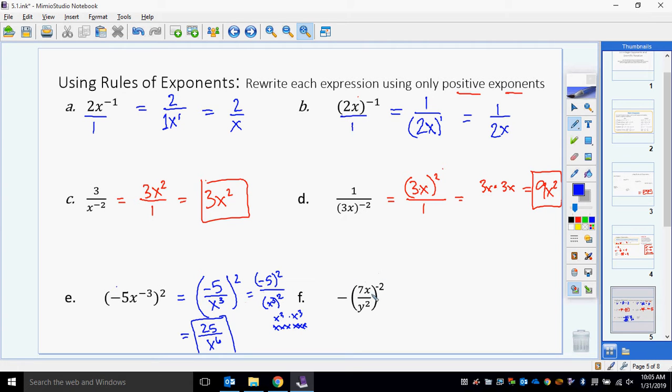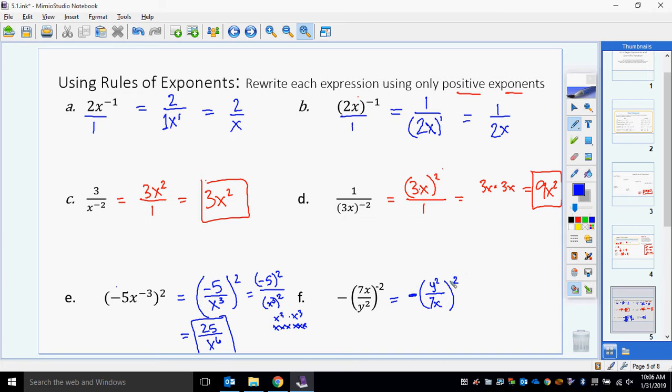Let's do part F, and take it step by step. So in my parentheses, I don't have any negative exponents, so we're good there. Outside of my parentheses, I do have a negative exponent. Now, if I follow my rule, I can change this exponent positive as long as I flip my fraction. So 7x needs to go on the bottom, and y squared would need to go into the top.